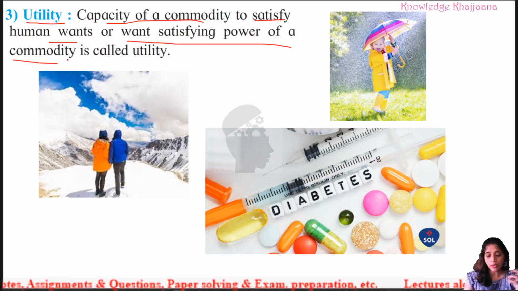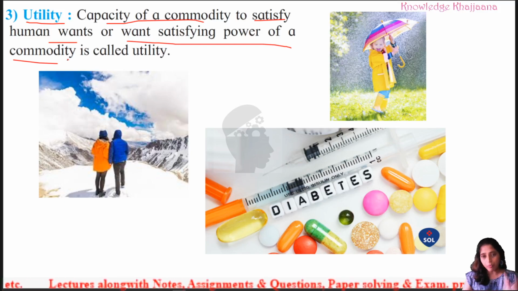For example, when you were kids, you were playing with the toys. The toys were having the want satisfying power. What was your want? Playing with the toys, right? Or throwing the toys. But that satisfying power was hidden in those toys. So those toys were having the want satisfying power, okay. Those commodities, those goods, were having the want satisfying power, okay. That is called utility, okay.